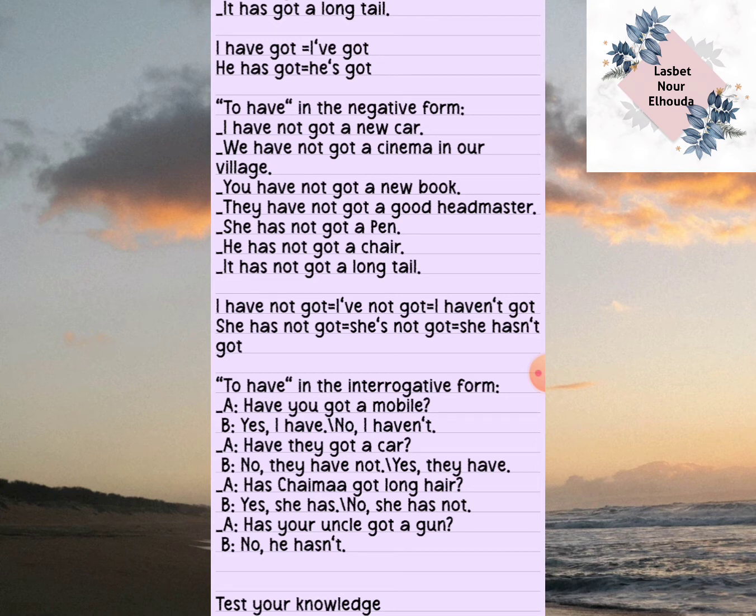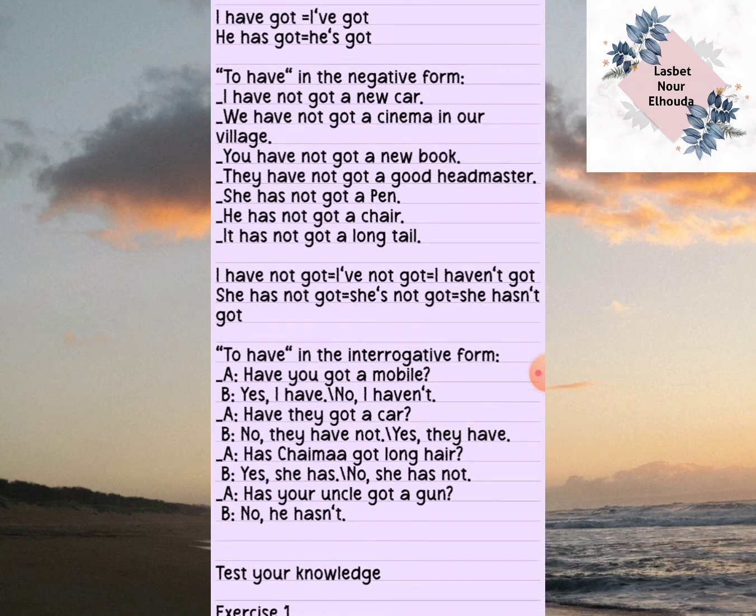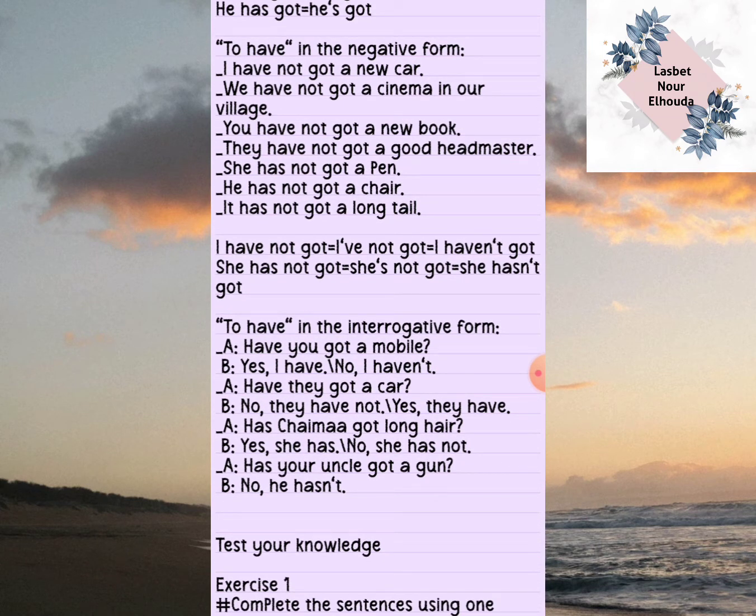You have not got a new book. They have not got a good headmaster. She has not got a pen. He has not got a chair. It has not got a long tail. We say I have not got, and also I've not got, and also I haven't got. She has not got, she's not got, she hasn't got.